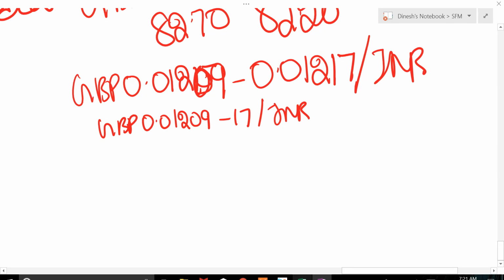Why hyphen 17? Your pips portion 0, 1, 2 is the same. What changes is the last 2 digits of the pip. So 0.01209 hyphen 17 per INR. This is what they will give. In an exam scenario, the quote will be given like this: GBP 0.01209 hyphen 17. Clear?